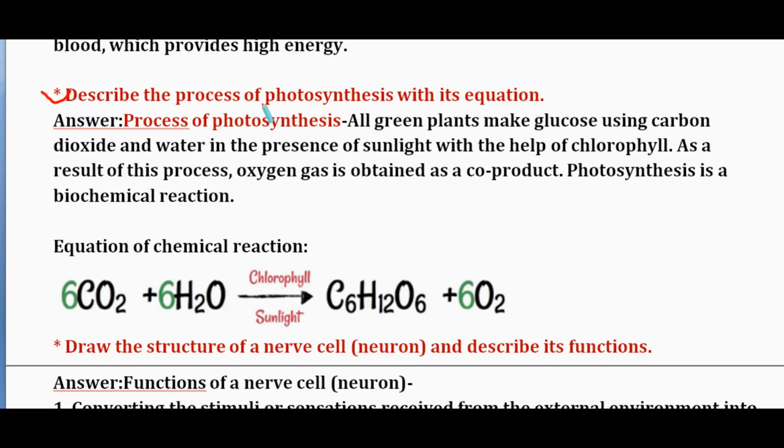Next question is, describe the process of photosynthesis with its equation. All green plants make glucose using carbon dioxide and water in the presence of sunlight with the help of chlorophyll. As a result of this process, oxygen gas is obtained as a co-product. Photosynthesis is a biochemical reaction, and the equation is 6CO2 plus 6H2O, in presence of chlorophyll and sunlight, becomes C6H12O6 plus 6O2. This is the reaction of photosynthesis.